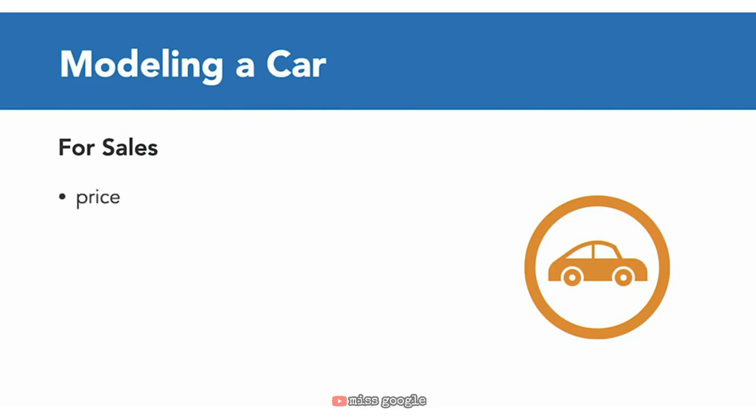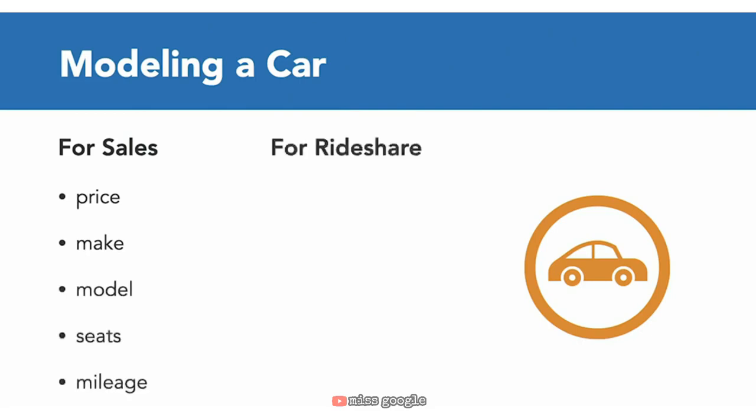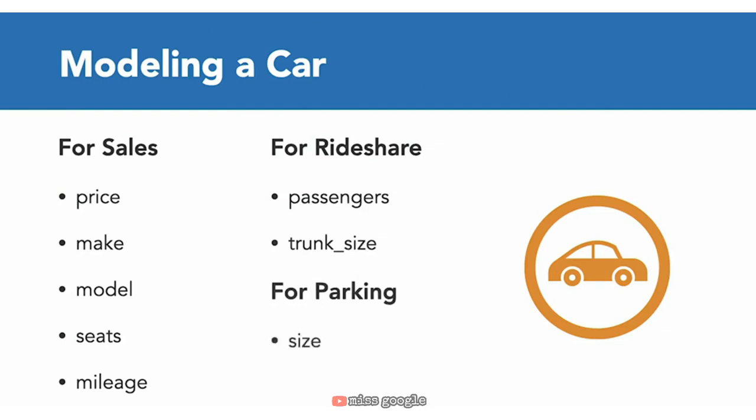For a car salesperson, the car represents, among other things, its price, make, model, number of seats, and some performance metrics. For a passenger taking a hired ride, the car may represent a means for getting from point A to point B with a capacity to carry the passengers and their things. For a parking lot owner, the car may be simply represented by its size.